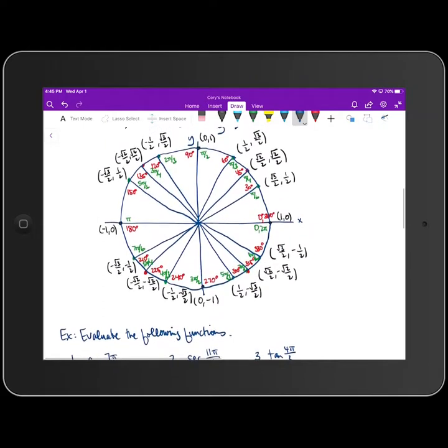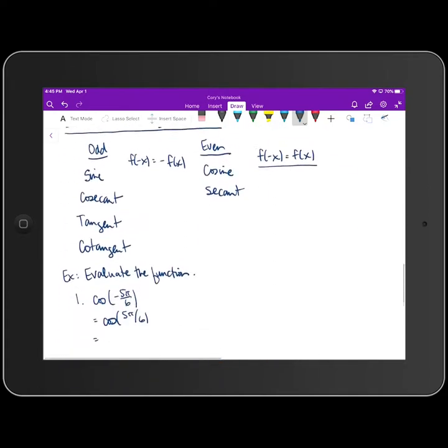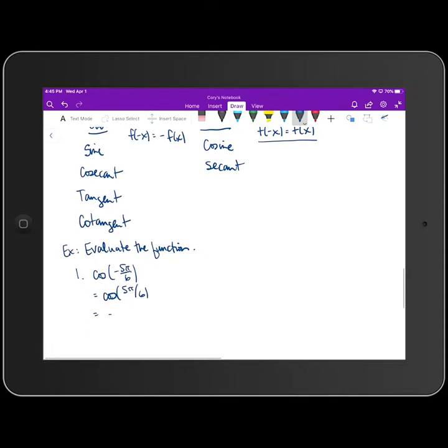So all we have to do is go to our unit circle. We go to the angle 5 pi over 6, which is that angle in quadrant 2. Cosine is going to be the x coordinate of that point, which is going to be negative rad 3 over 2.